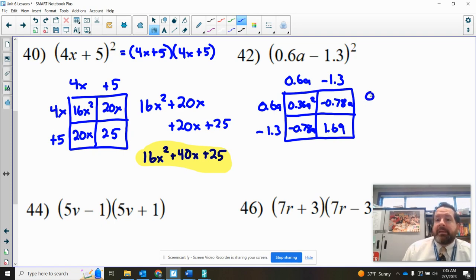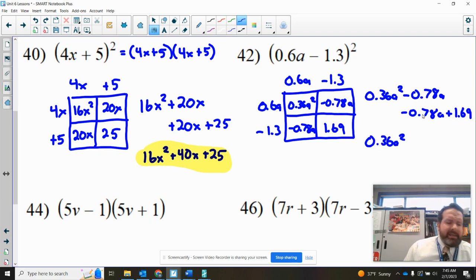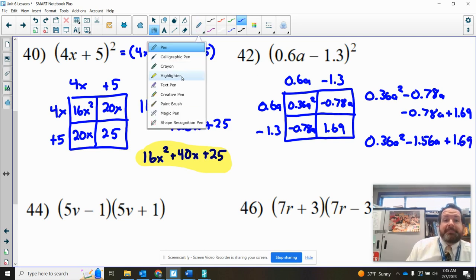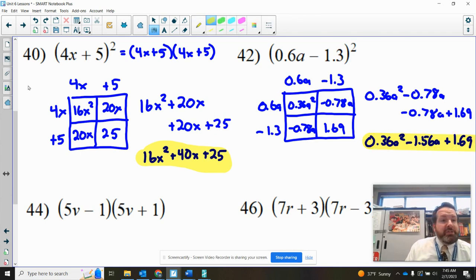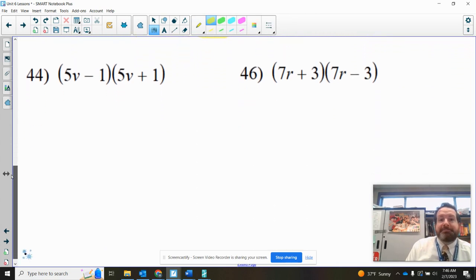Let's add them up. 0.36a squared minus 0.78a minus another 0.78a plus 1.69. And what I'm going to see is 0.36a squared, negative 0.78 plus another negative 0.78 should be a negative 1.56a with a plus 1.69 on the back. Nice and good. Good and nice. Let's keep going.